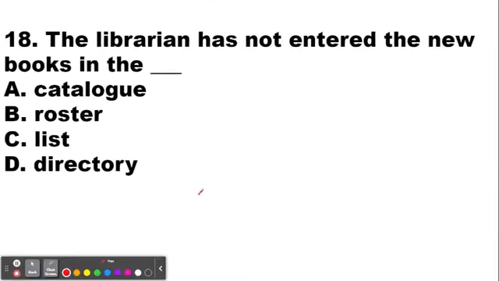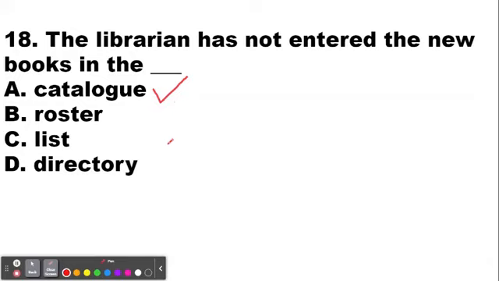Now, question number 18. The librarian has not entered the new books in the dash. A, catalog. B, roster. C, list. D, directory. The correct option is A, catalog. Now, catalog is the appropriate terminology when talking about the library. You keep a catalog, and that is the list of the titles, or the list of the books. All right, it's a catalog.